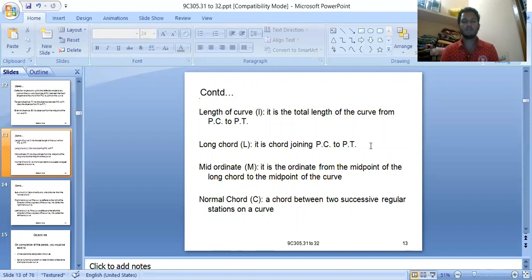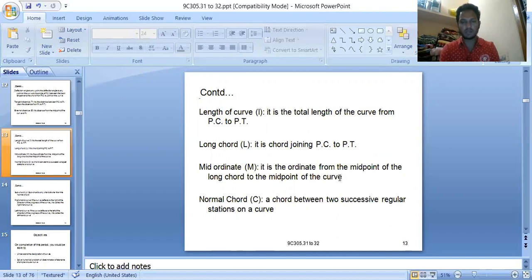And we have mid-ordinate. It is the ordinate from the midpoint of the long chord. We have the long chord and the midpoint of the long chord can be calculated. It is the ordinate at the midpoint of the long chord. It is called the mid-ordinate of the curve.